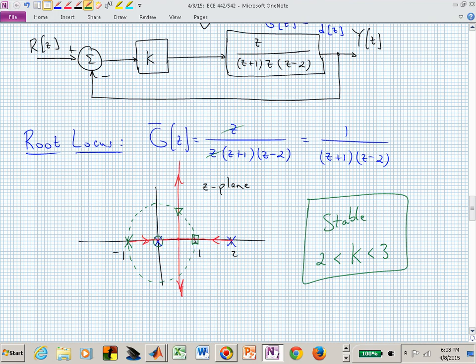Is it clear, though, what we've done so far? How we were able to sketch that rather quickly, that root locus, to tell us where all the closed loop poles are possible, with the gain k being adjusted from 0 to infinity. And the system is not stable in the open loop. We have to crank up the gain to at least 2. But we don't want to crank it up beyond 3, or we'll go back unstable. There's a limited range for stability.